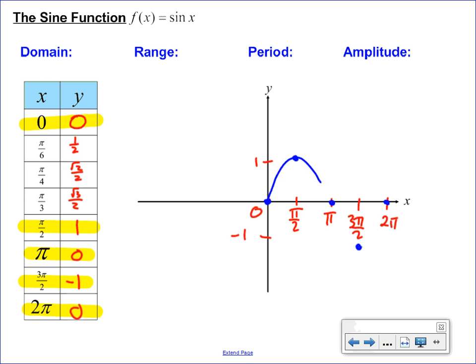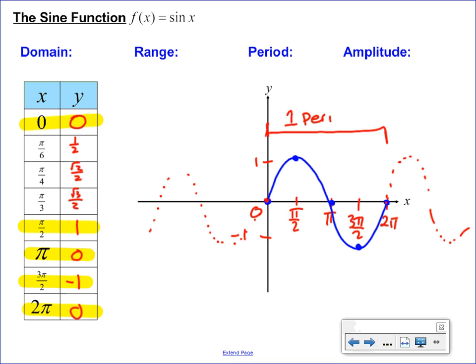So, curve, curve, curve, right? You can continue this pattern as much as you want. It continues on forever and ever. But from this point to this point is one period. And I always write it in red.